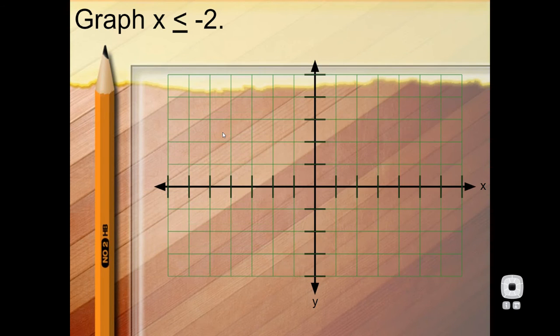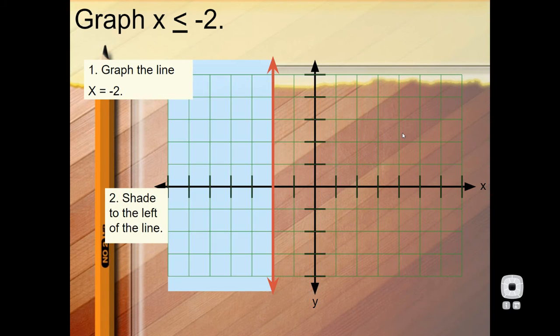Let's look at another one. What about this? This is x is less than or equal to -2. So here at -2, again, I'm going to draw a line, but this time it'll be a solid line. And because it's less than, I'll shade to the left.